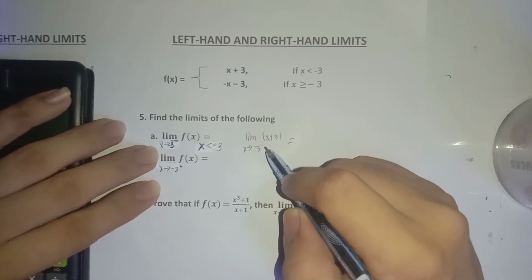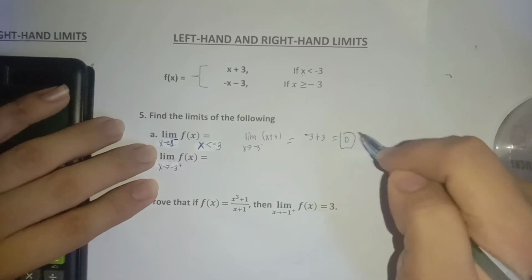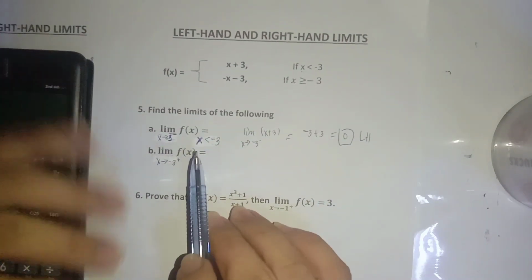Ito. So we're looking for the limit of x plus 3 as x approaches negative 3 negative. Substitution, lahat ng x maging negative 3. We have negative 3 plus 3, that is 0. And this is the left-hand limit of our function.